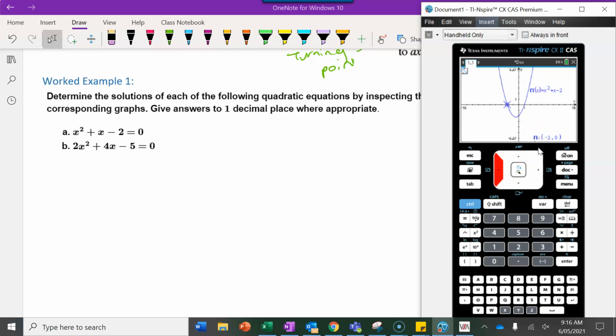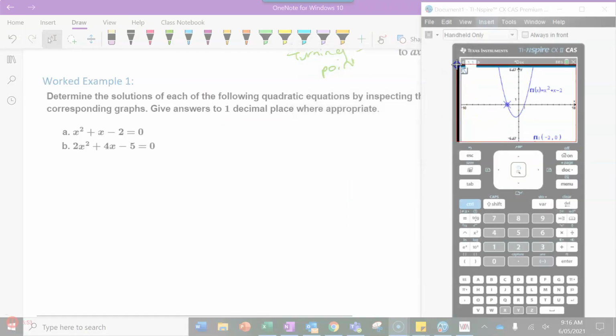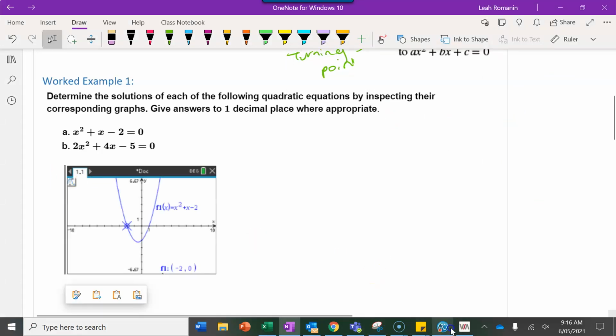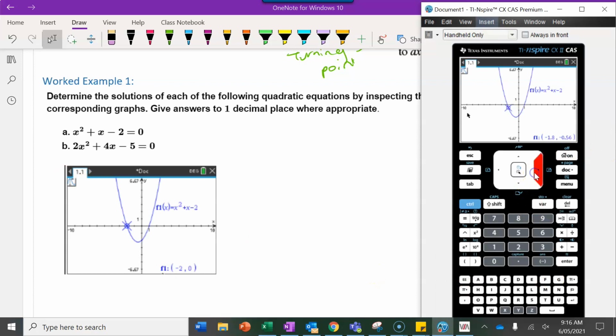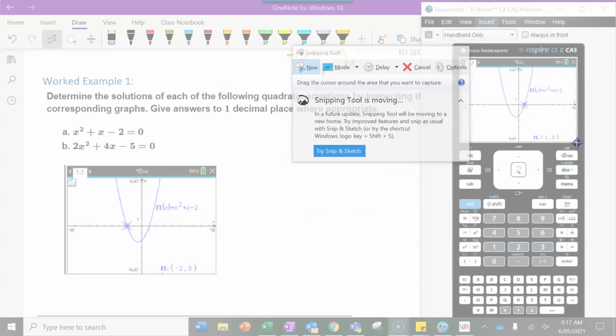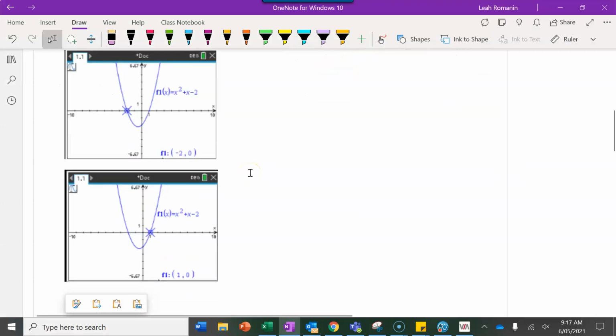So I've got one of my solutions. From this point, I've got x equals -2. Okay, now let's come back. I need the other one. So now I'm going to go to the right. I'm going to keep clicking that right button until I get to my next one, which I can see is my next x-intercept is at the point 1, 0, which means that my solution is x equals +1, which is pretty in line with what I was expecting. I was expecting one negative and one positive.